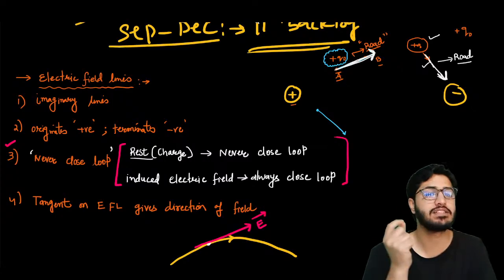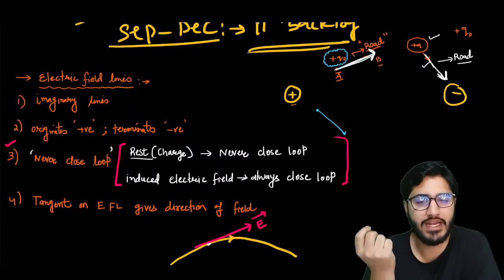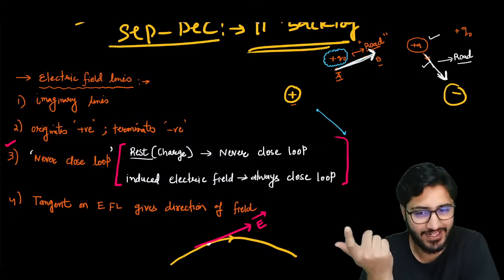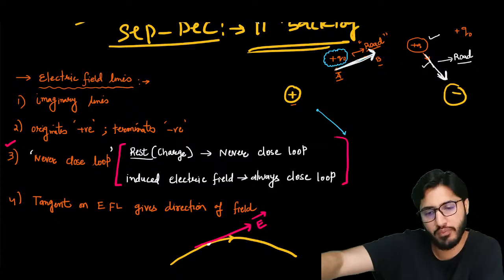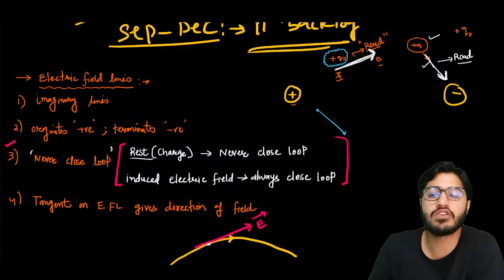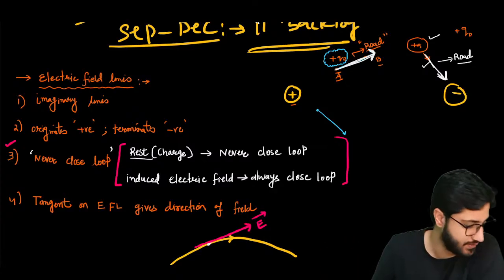Just like in circular motion, if I need to find the velocity vector, we need to draw a tangent at that particular moment. So we get a direction for that particular velocity.